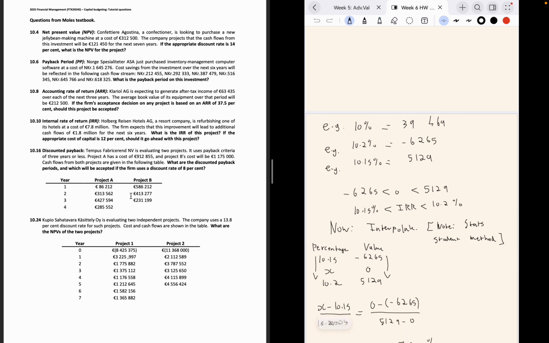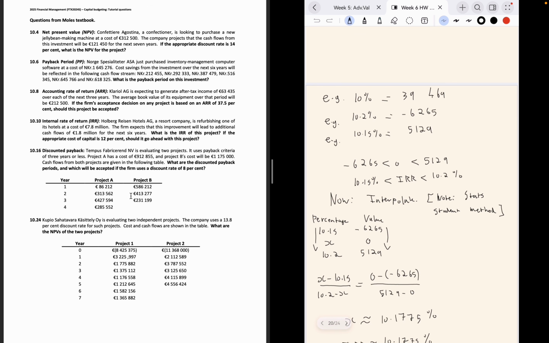So let's try a different value. Let's try 10%. I'm not going to do the entire calculation. I think you guys are all smart university students at UCT. You know how to do it.